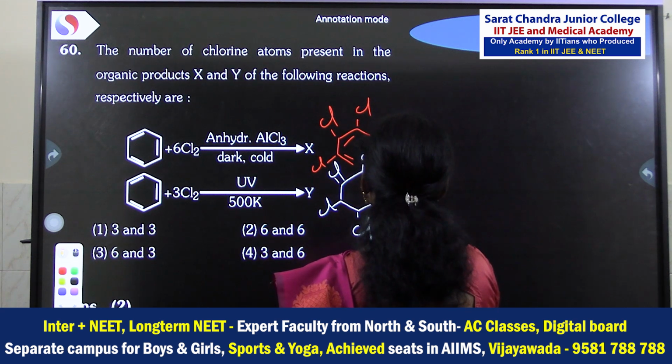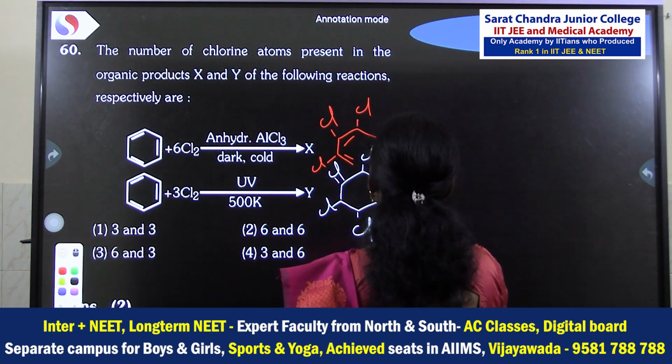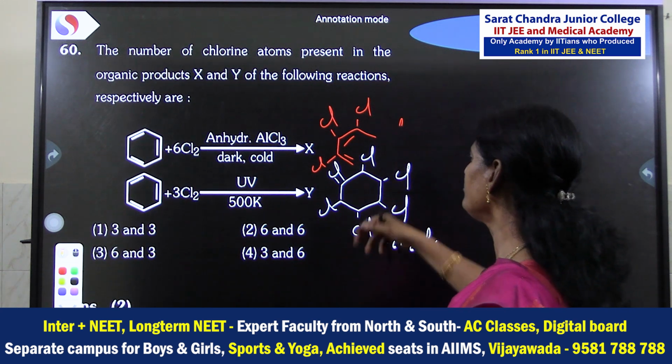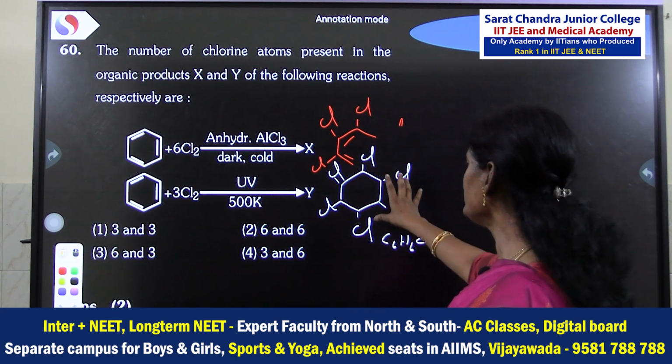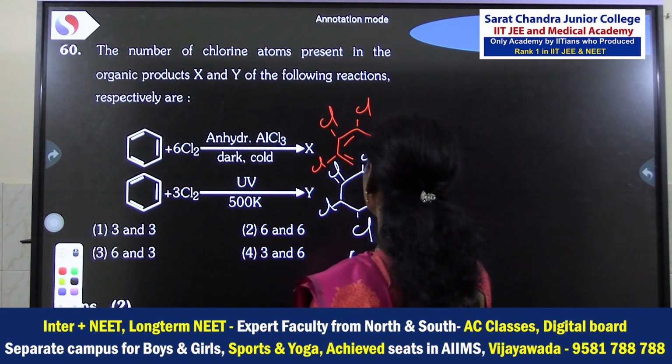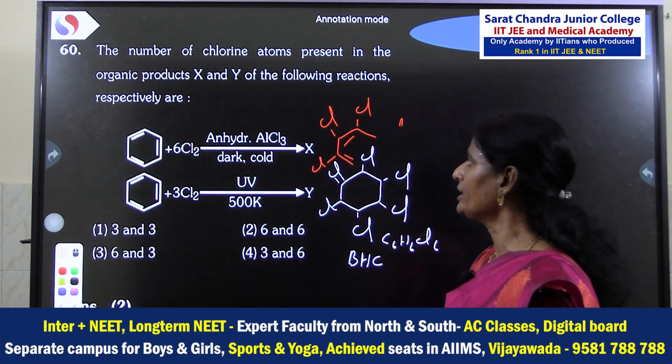C6H6Cl6. So this is gammexane. The other name for this compound is gammexane, or benzene hexachloride, BHC. It is also known as BHC, benzene hexachloride.